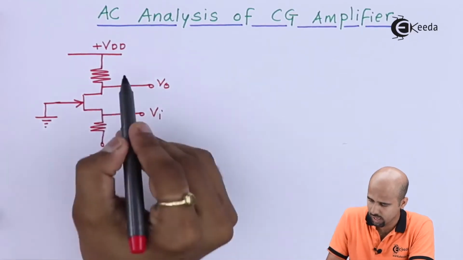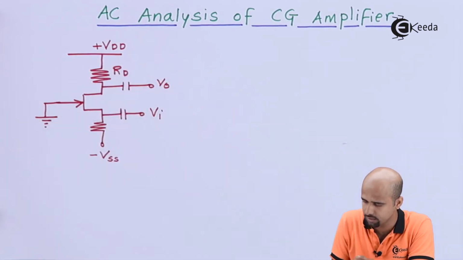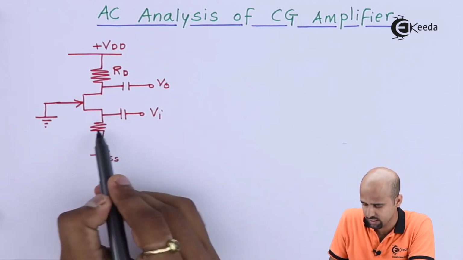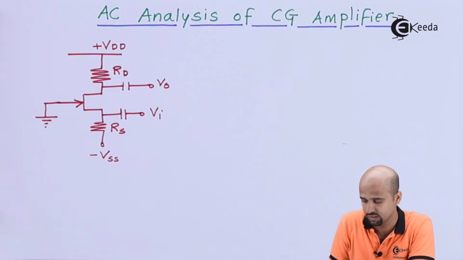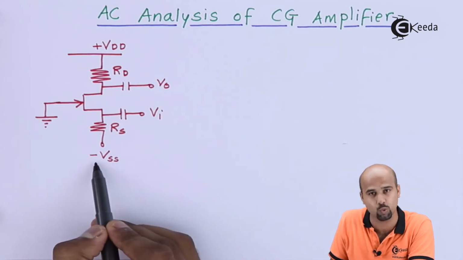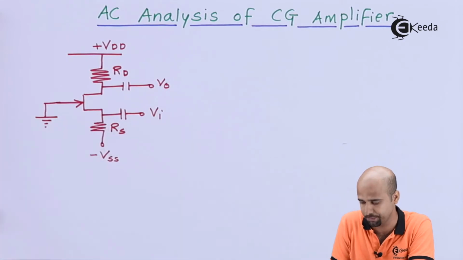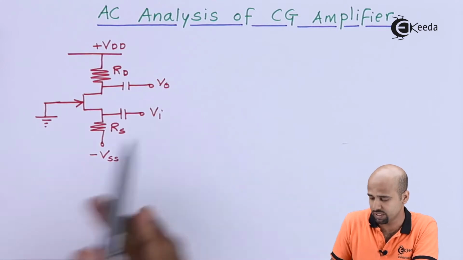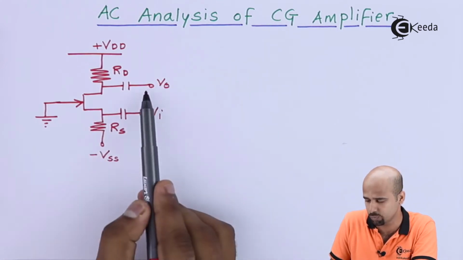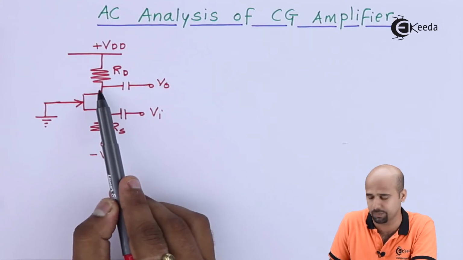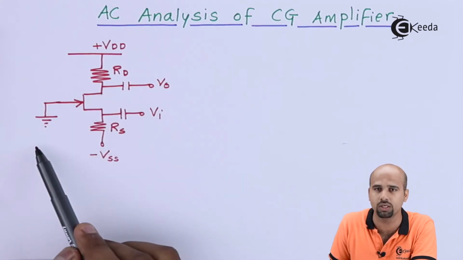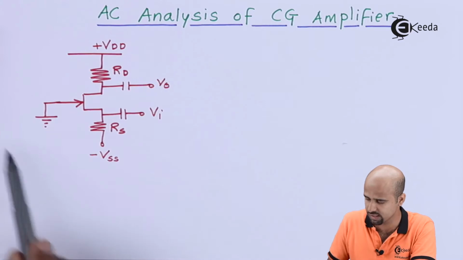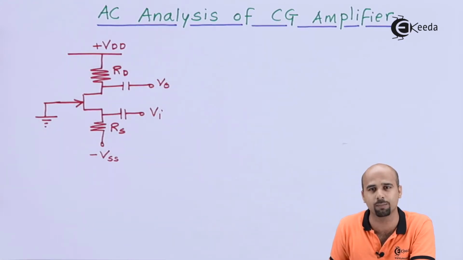Now in this circuit, I have one resistor, that is RD, which is connected at the drain side. At the source side, I have resistance RS, which is connected in between minus VSS and the source side. If you look at this circuit, you will get to know that I have applied input at the source side and I have applied output at the drain side. So the gate terminal is neither connected to input nor to output. So that's why this circuit is called a CG amplifier.